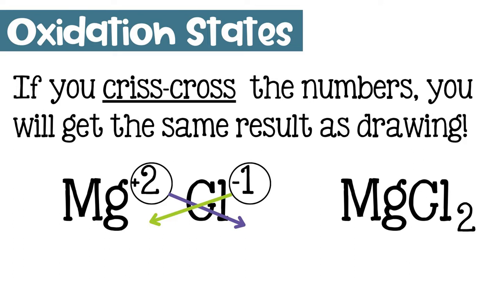We take our oxidation states. In this case, we have a +2 on magnesium and a -1 on chlorine, and you crisscross the numbers. So the +2 on magnesium tells us we'll have 2 chlorine ions, and the -1 on chlorine tells us we have 1 magnesium ion. We get the same result, MgCl2, that we did by doing the extended structure, also known as a Lewis structure.